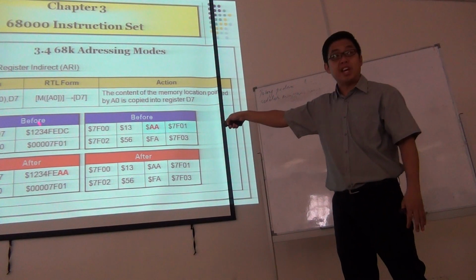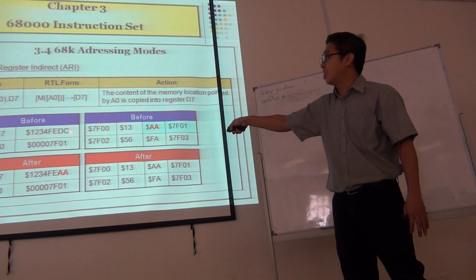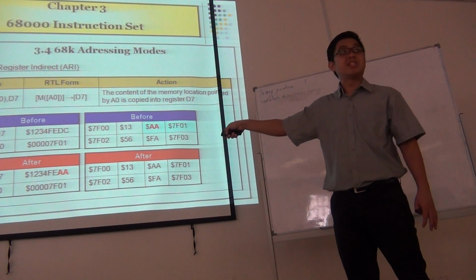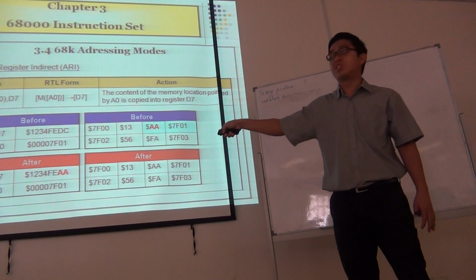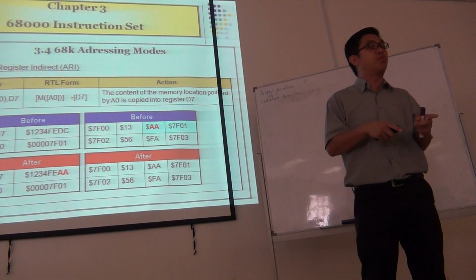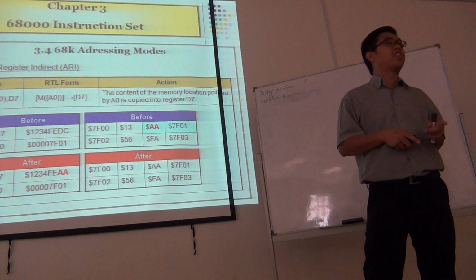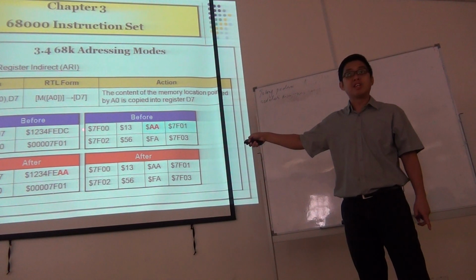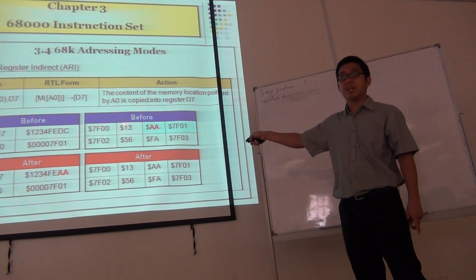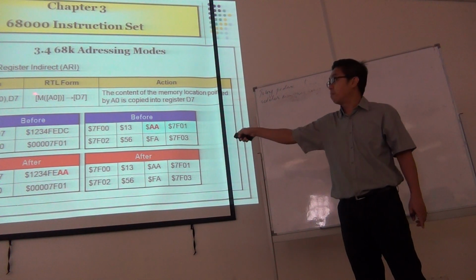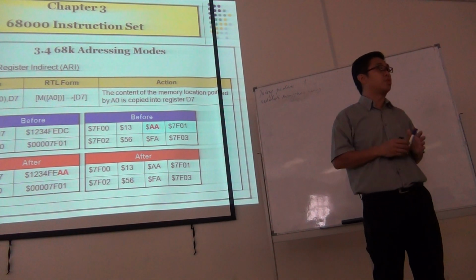D7 is given. This is given for you. D7 is the number 1, 2, 3, 4, FEDC. A0 is also given. This is a value from the A0 address register, 00007F01. And the last information that they will give you is the values for the memory location starting at 7F00. This is the memory. 7F00 contains this number, 7F01 contains this number, 7F02 contains this number, and the last one contains this number. These are the main initial values that are given to you.